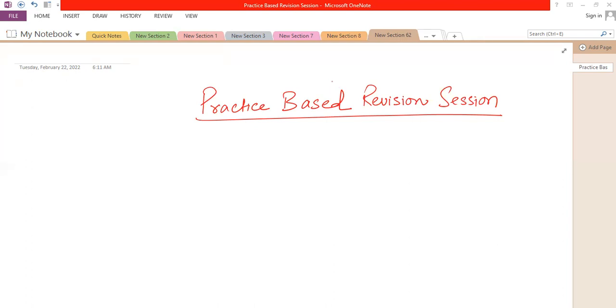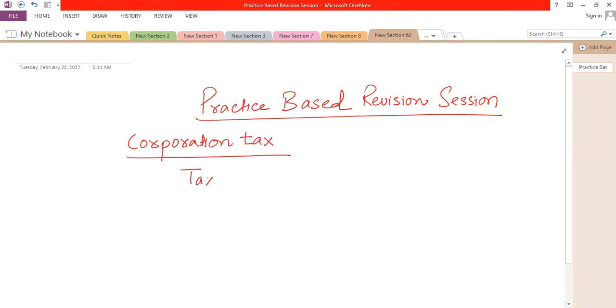type question, and also we'll practice on the computer-based system, that is how to use the Word document and how to use the Excel document for the calculation purpose. So first of all, today's session is about the corporation tax, and the focus will be on the area which is very important for exam, and that is related with tax losses.